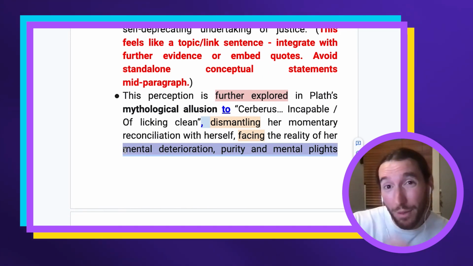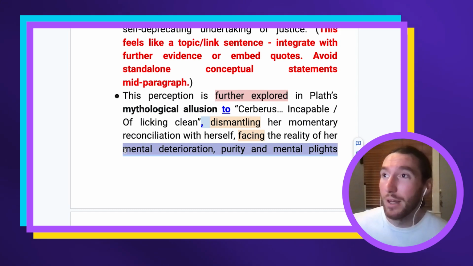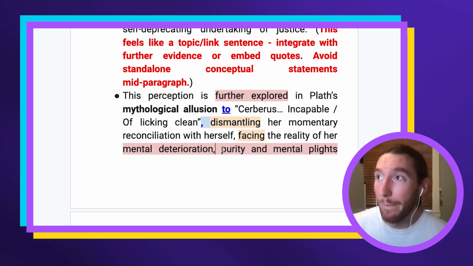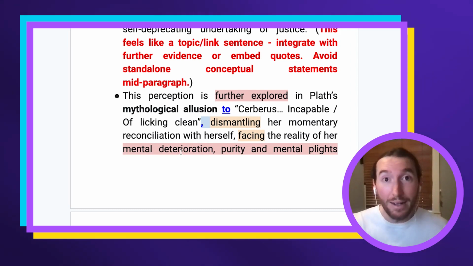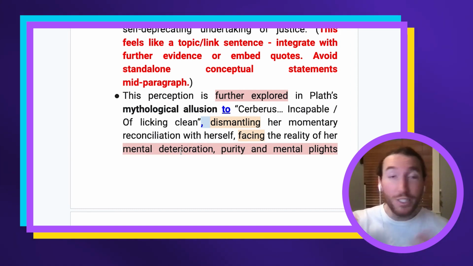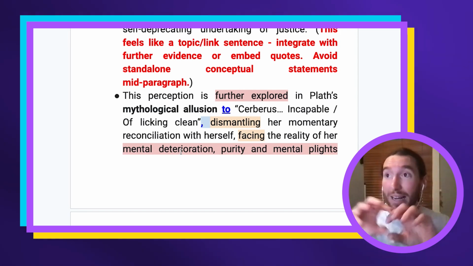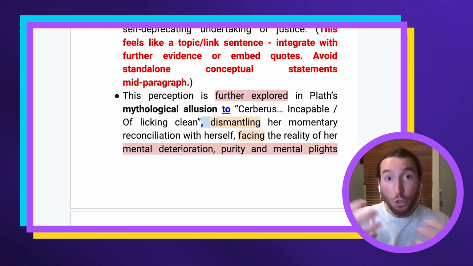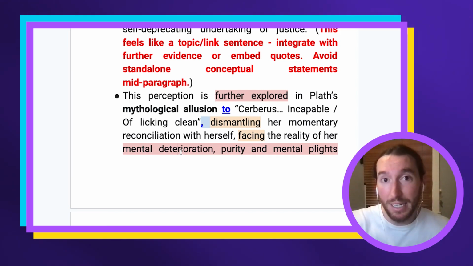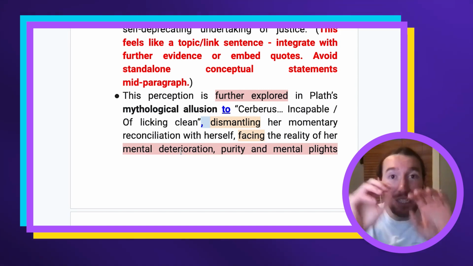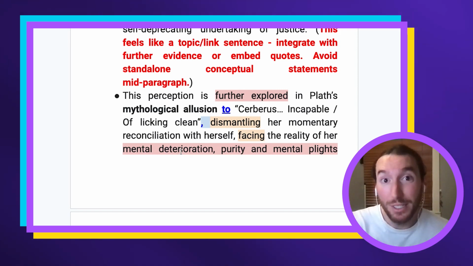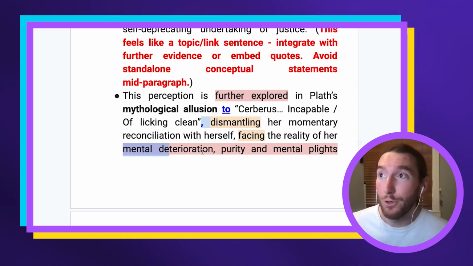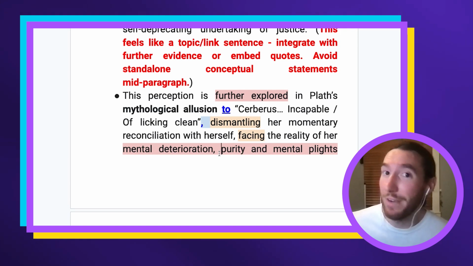You need to focus on one thing at a time in depth. You're just throwing buzzwords out here. Purity, mental plights, mental deterioration. It all sounds great, but actually when I break it down, you're not saying much about any of it. You're just saying a whole bunch of words that are taking up a lot of space, so it gives you the impression that you've said something significant, but actually you've just listed a lot of things that don't have any depth or substance to them. So you need to pick one of those and force yourself to say something more meaningful or specific about them.